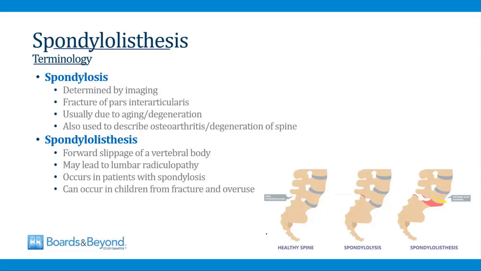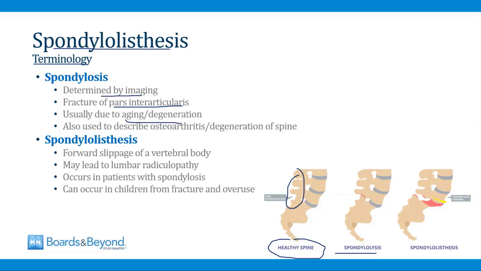So if you look at the bottom right side of the screen here, this is what a healthy spine looks like. And this area of the spine is called the facet joints, and one portion of the facet joints is an area called the pars interarticularis. And so when that area fractures, that's what's known as spondylosis, and this creates a weakening of the spine. You can only determine spondylosis through imaging, and usually it occurs due to aging and degeneration.